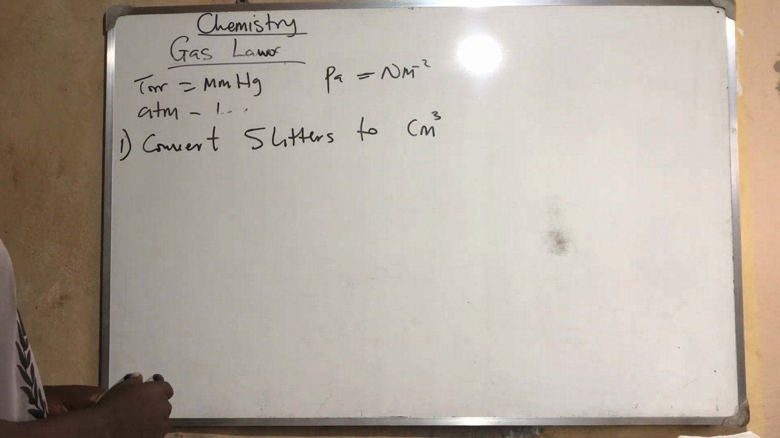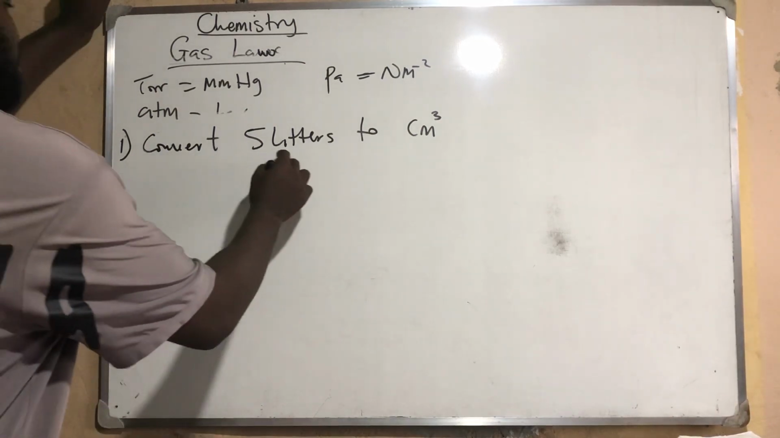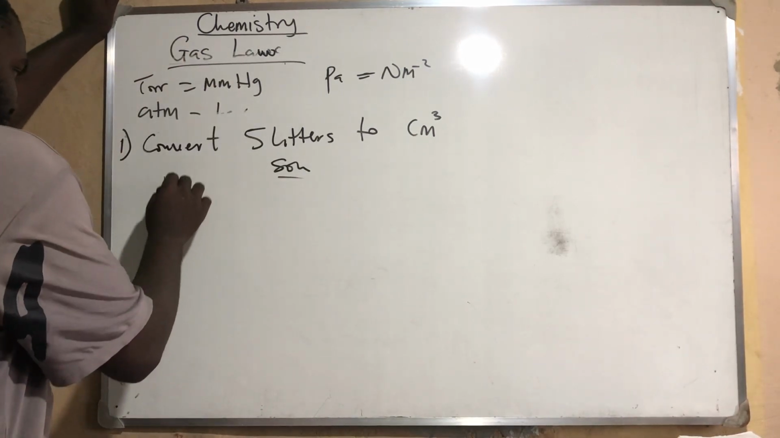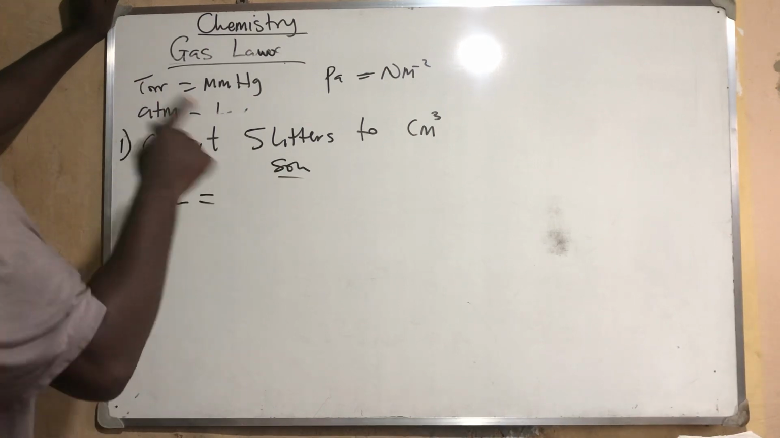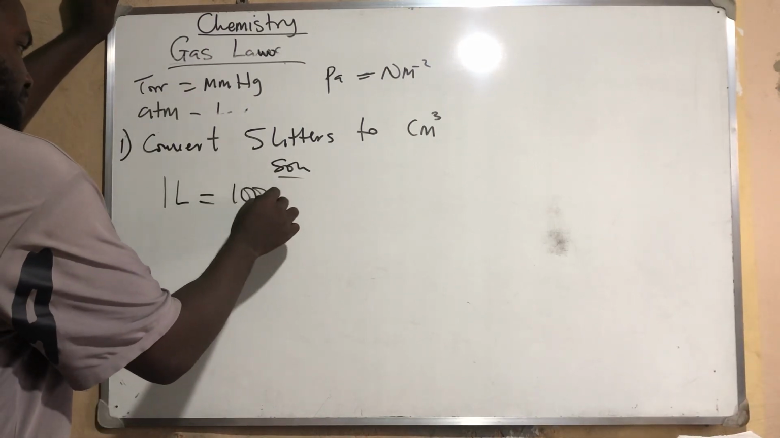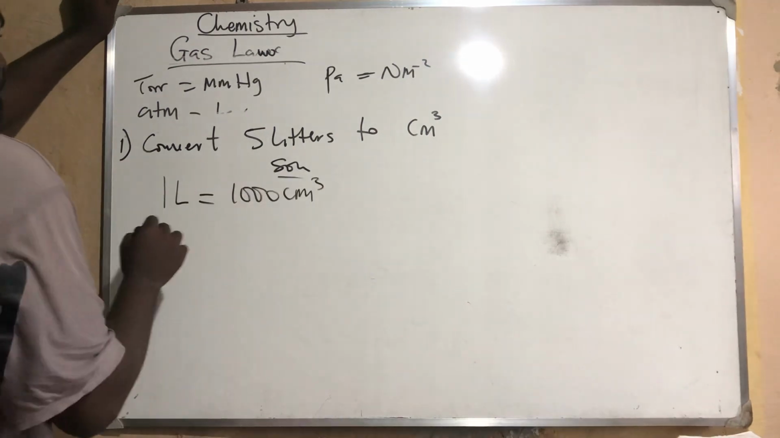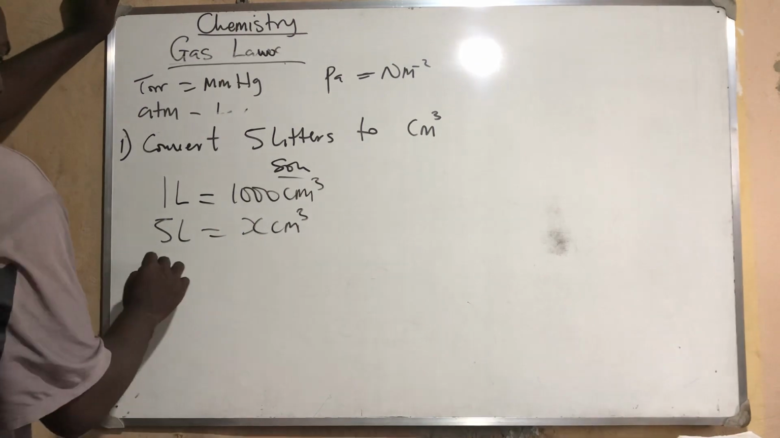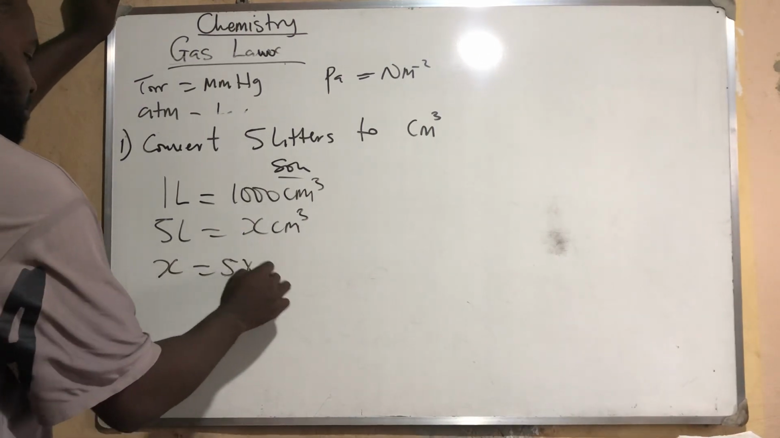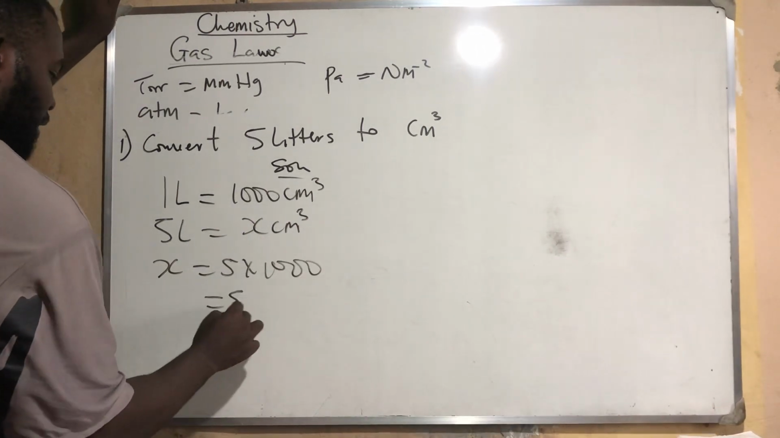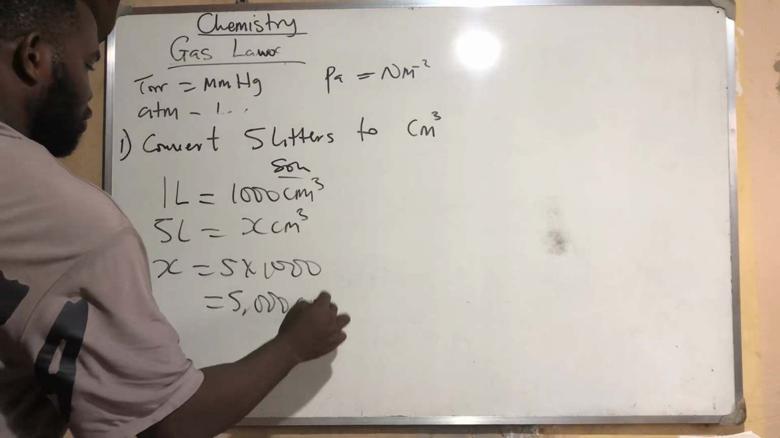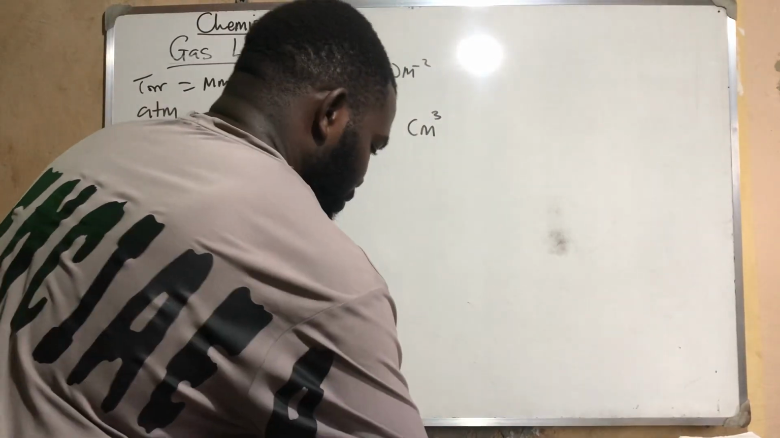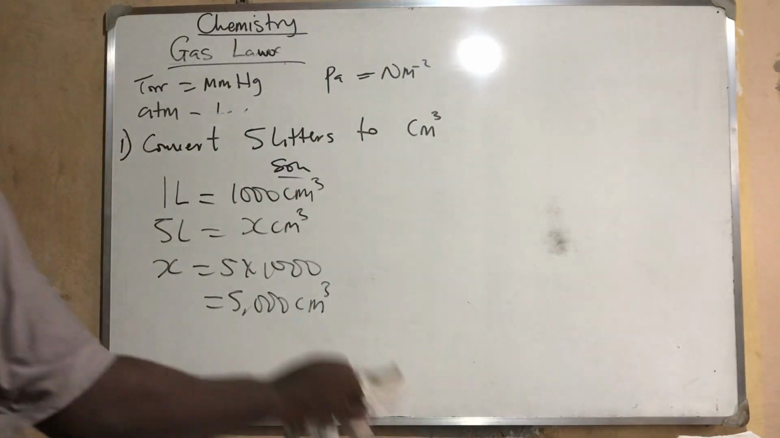You know the normal SI unit is meter cube. So solution. We should know that 1 liter is the same as 1 dm cube, which is 1000 cm cube. All right. So therefore 5 liters will now be x cm cube. So therefore x that I'm looking for will now be 5 times 1000, which is what? 5000 cm cube. Very, very simple, right?